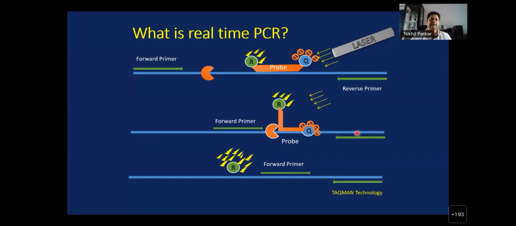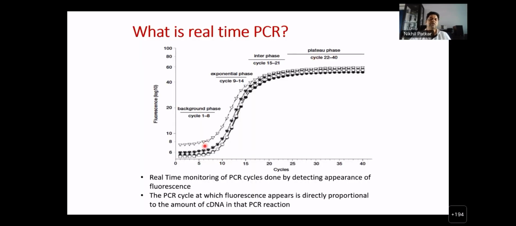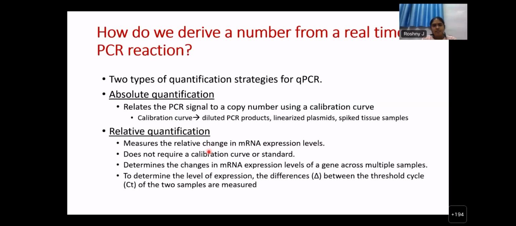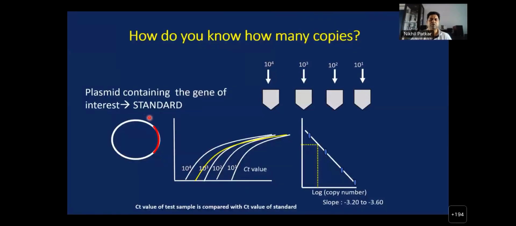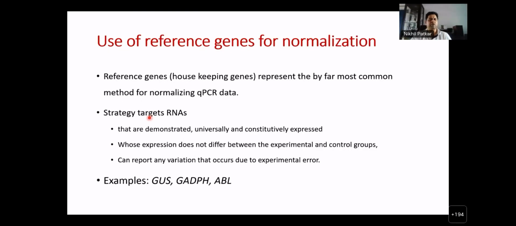So as I mentioned before, in real-time PCR, how it differs from standard PCR is the use of a fluorescent probe. What is different between real-time PCR and standard PCR is that the cycle at which the fluorescence appears is directly proportional to the quantity of template that is there. All right. So you have different strategies for real-time PCR, which are absolute and relative quantification. I won't be speaking of this because I think Divyansh and Aniket will be speaking on these things.